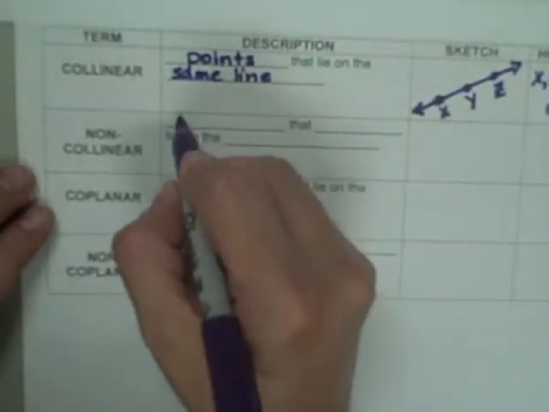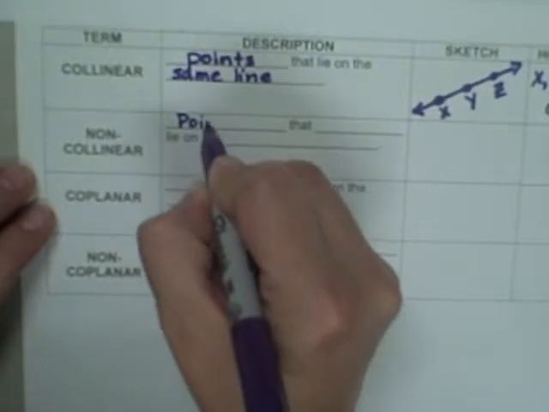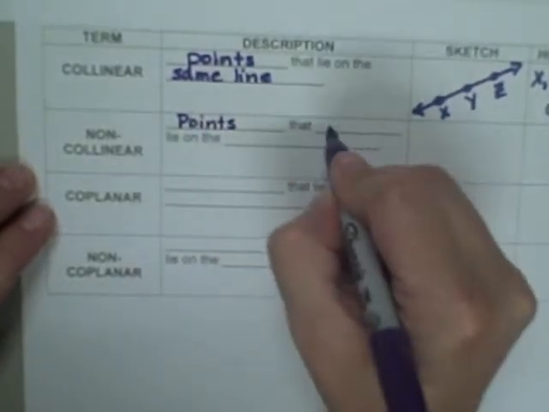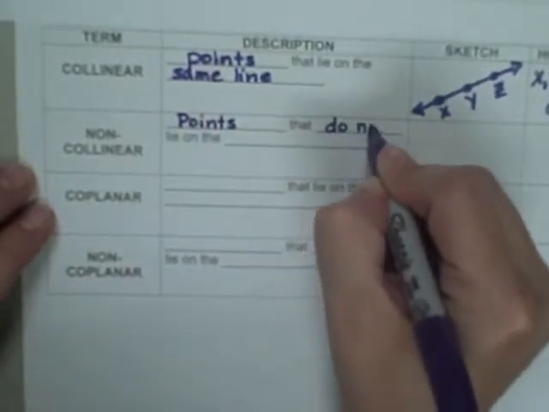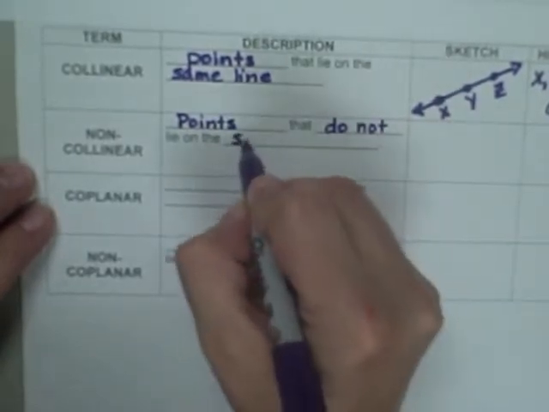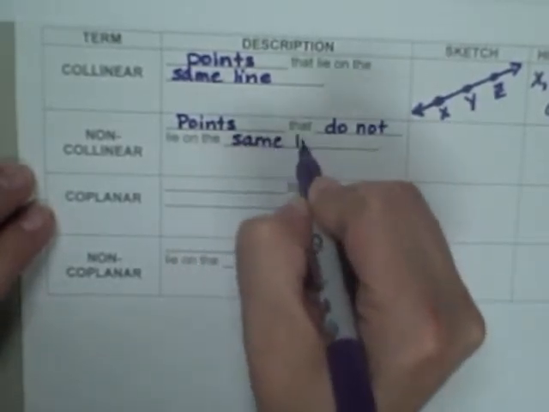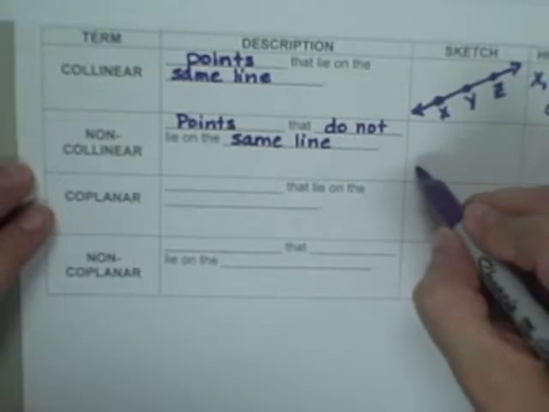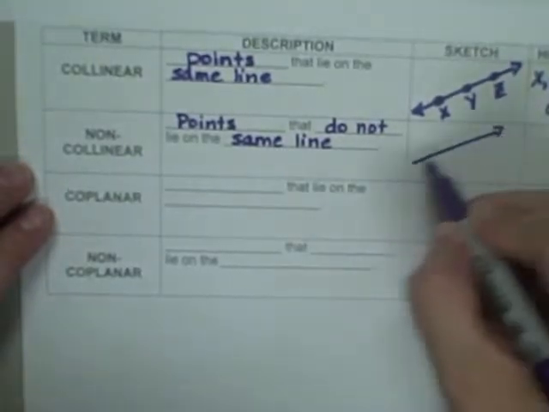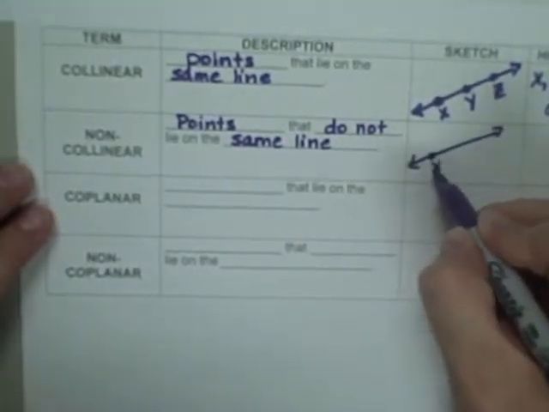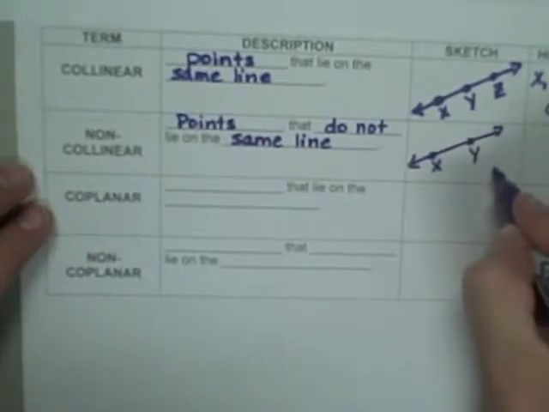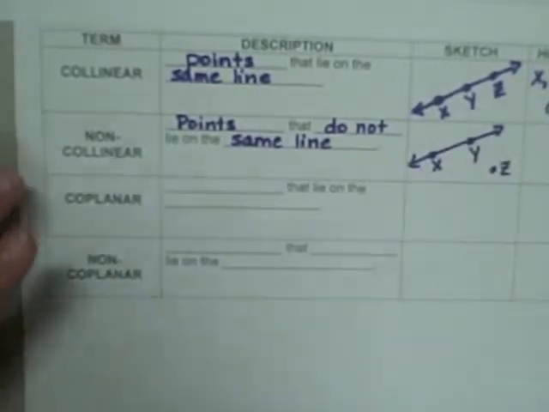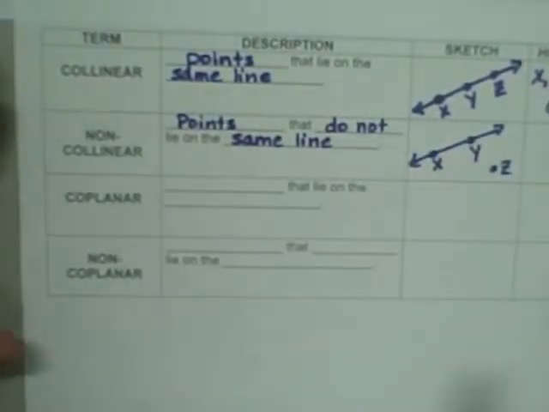Non-collinear are points that do not lie on the same line. For instance, we could have 2 points that are on the line and a third point that's not. We would say that those points are non-collinear.